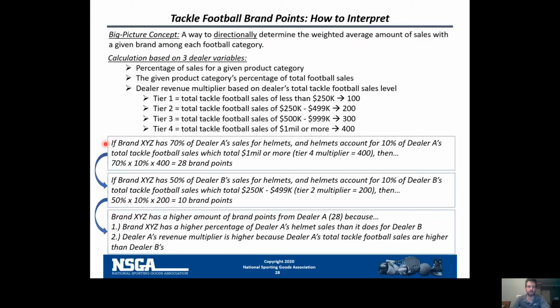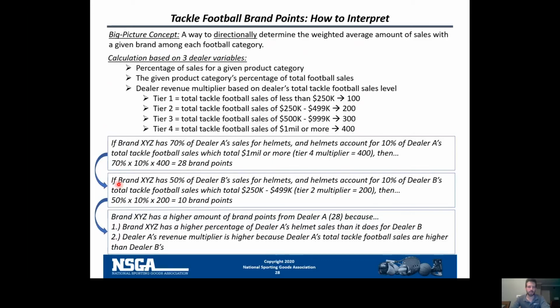So if we look at an example that we have here, we have a certain brand XYZ, and they have 70% of dealer A's sales for helmets. Okay, so that's this first variable here. And helmets account for 10% of dealer A's total tackle football sales. So that's the second variable here. And total tackle football sales for this dealer total 1 million or more. So that means their revenue multiplier is 400, which is this third variable here. So to calculate the total number of brand points, we take 0.7 times 0.1 times 400, and we get 28 brand points here.